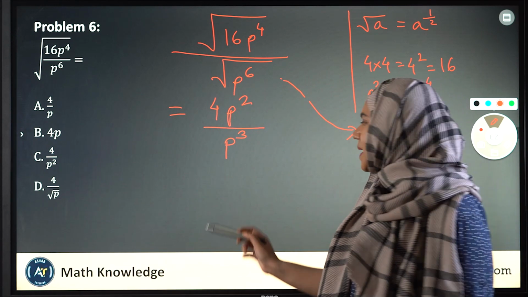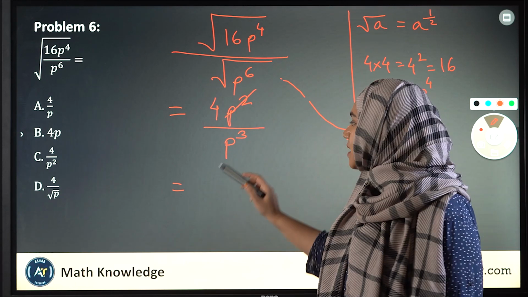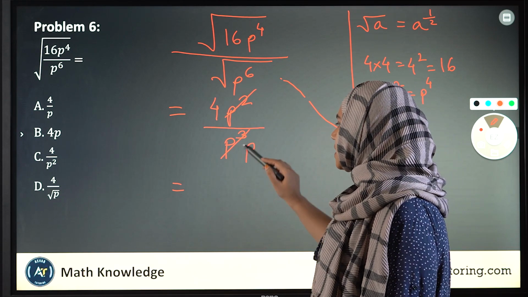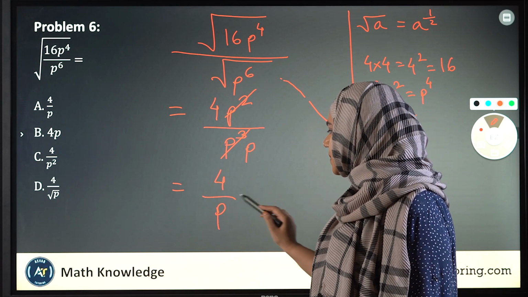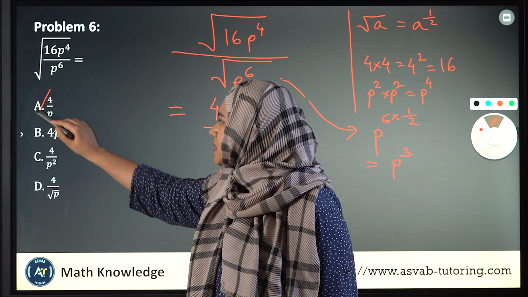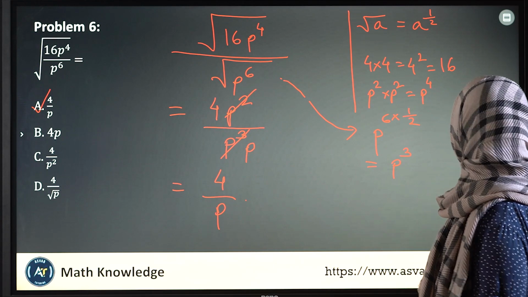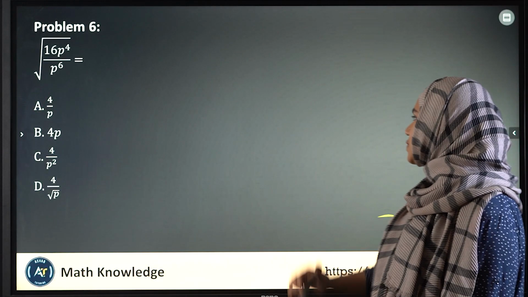And now we can do the basic simplification because there are 2 p's here, p squared. There are 3 p's here, p cubed. If I simplify it, there's just going to be 1 p in the bottom. So the correct answer to this is going to be 4 divided by p. So the correct answer here is option number A. Hope this answers. By the way, we're already halfway done through our lesson.